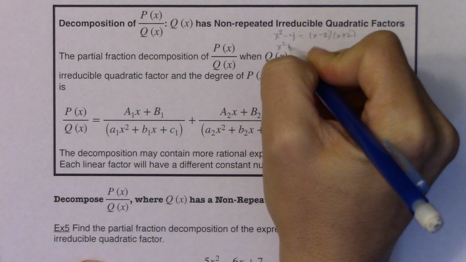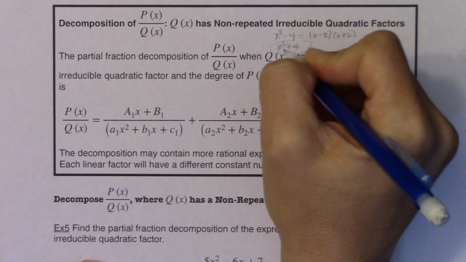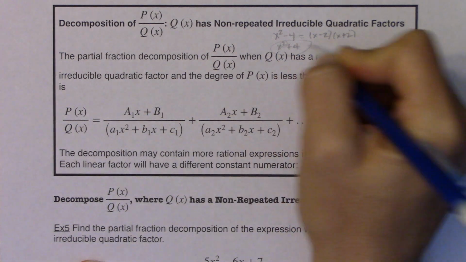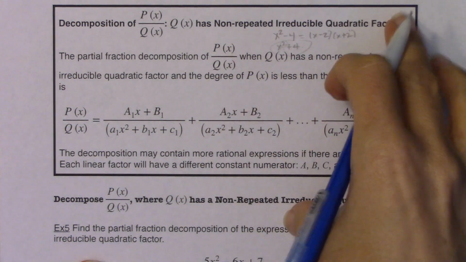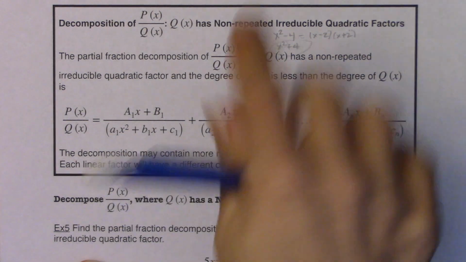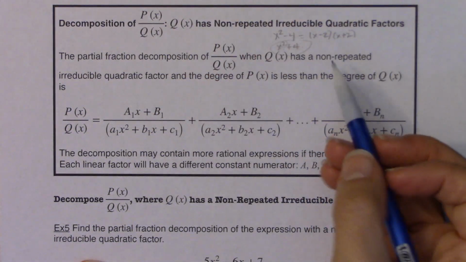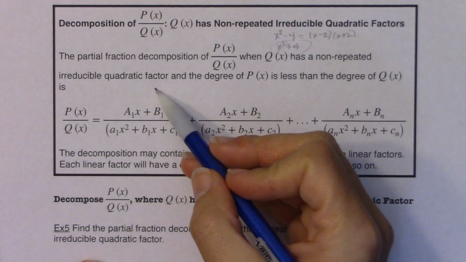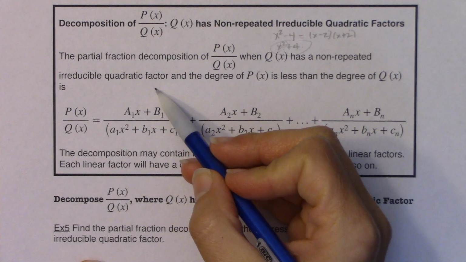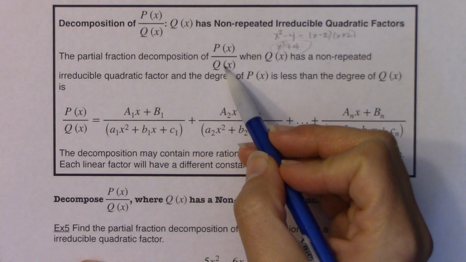Versus if I had something like x squared plus 4, right? This is also quadratic because of this squared, but a sum of squares is prime. I cannot reduce that. I cannot break that down further into linear factors. So when you have a fraction and you want to decompose it, you want to do the partial fractions, but you have a non-repeated, irreducible quadratic factor, and the degree in the numerator is still smaller than the degree in the denominator.